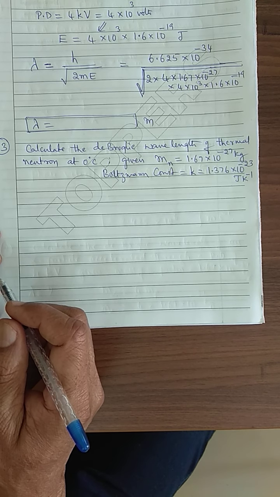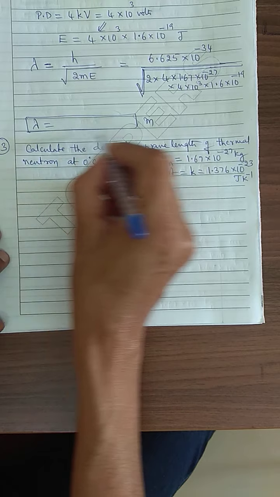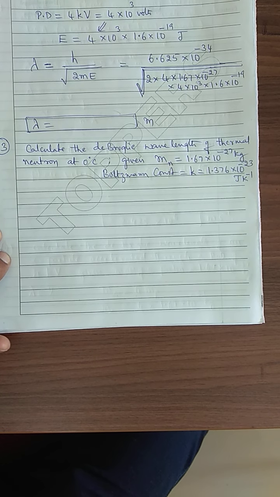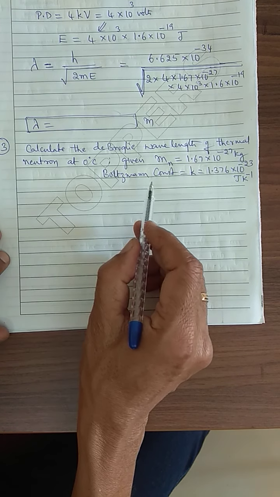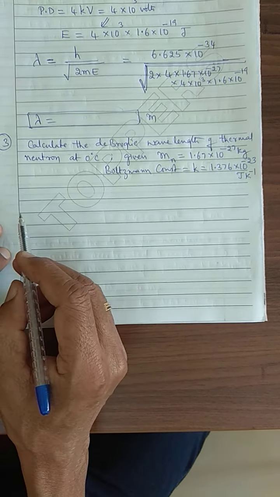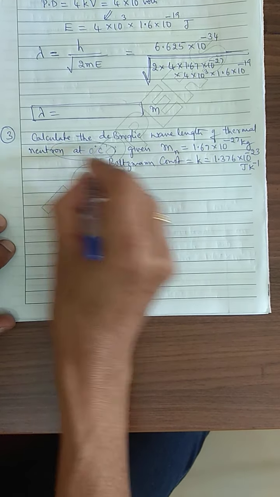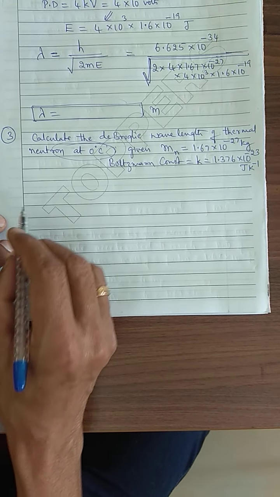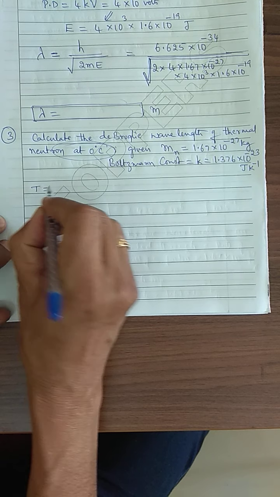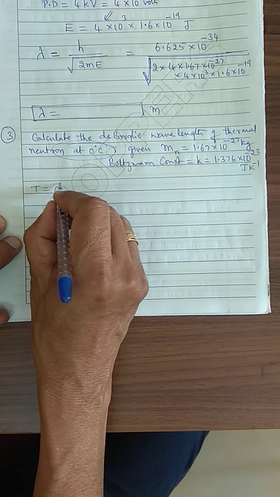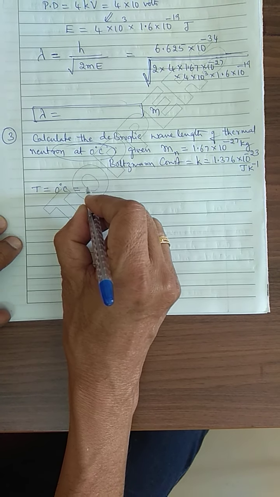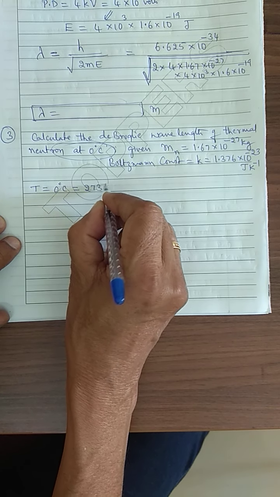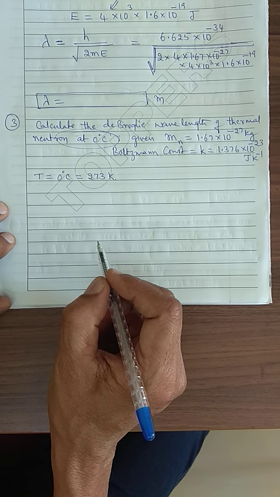Answer, you got it? This answer, whatever you got, you have shown, that is wrong. Okay, third problem. So temperature is given at 0 degree centigrade. Therefore, T is equal to 0 degree centigrade. Convert in the form of Kelvin scale temperature, 273 Kelvin.